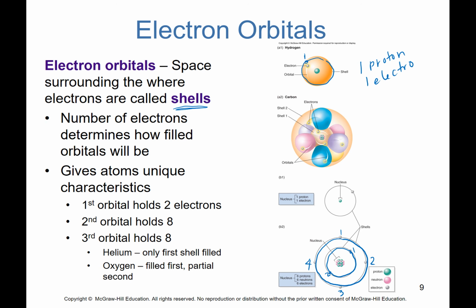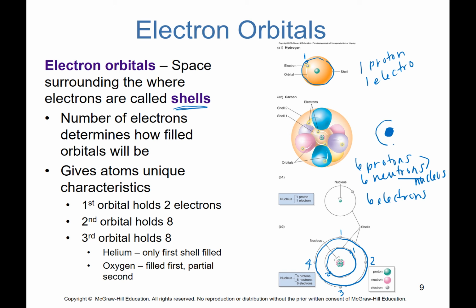Carbon also has a fully filled first shell, and it's hard to see in this image right here because it's giving you a 3-dimensional image. But if we have that nucleus, and I'm not going to draw protons and electrons, but remember, carbon has 6 protons, 6 neutrons, and those are going to be found in the nucleus. And then it has 6 electrons.